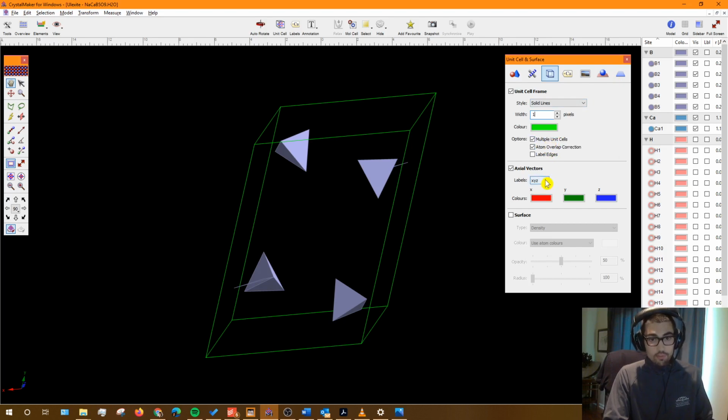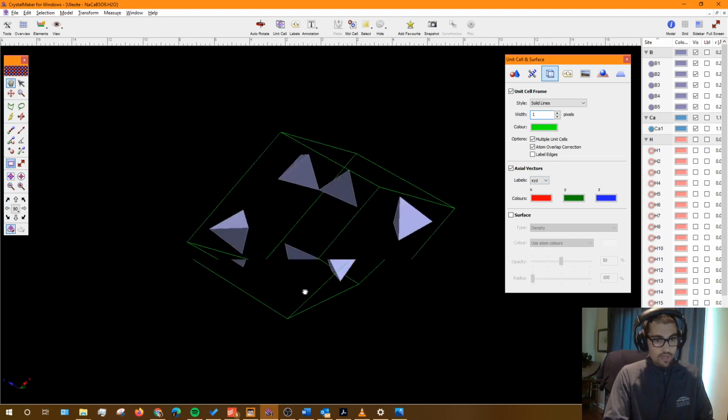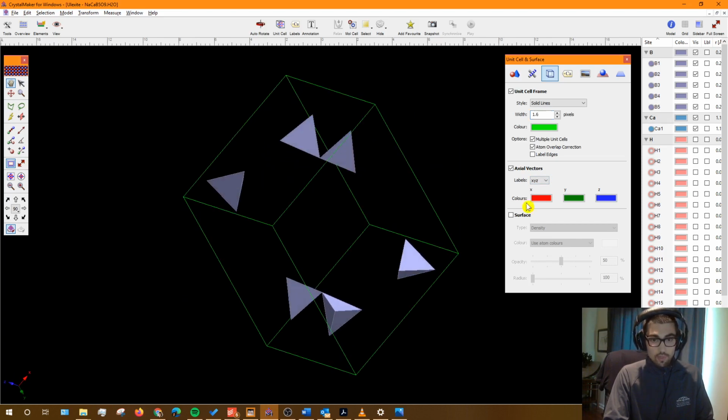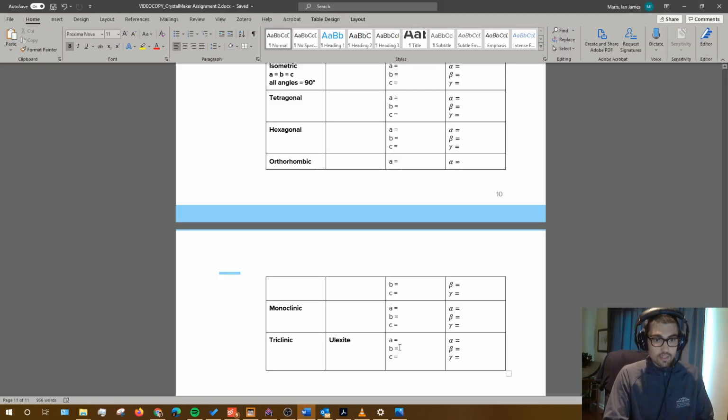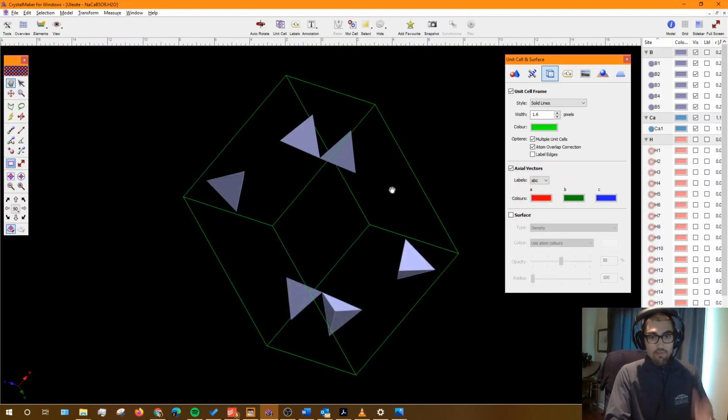But more importantly, we can also change the vector labels. The bottom left here, these vectors, lets you know what axis you're looking down. I want to go in here and change the labels to A, B, and C, because that's what's listed on our data table. Okay, so now we have a unit cell, we have the vectors labeled correctly, and my color is nice and green. So what is the first thing to do on our data table?